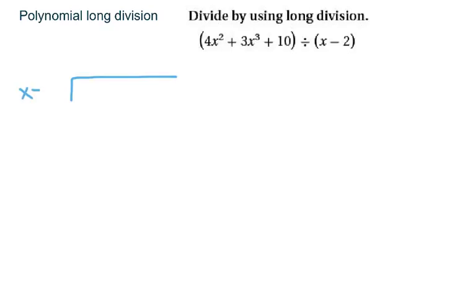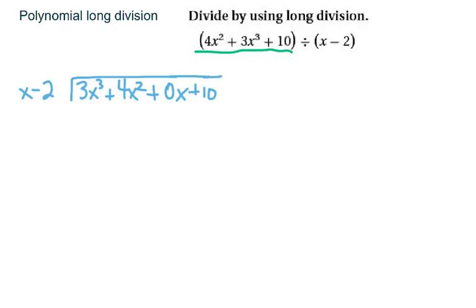We're dividing by x minus 2. We need to put the dividend inside in standard form. So let's start with 3x to the third, since that's the highest degree. 3x to the third plus 4x squared. Now there's no x term. It's really important that you put a placeholder in for x, right? And then the constant, plus 10.